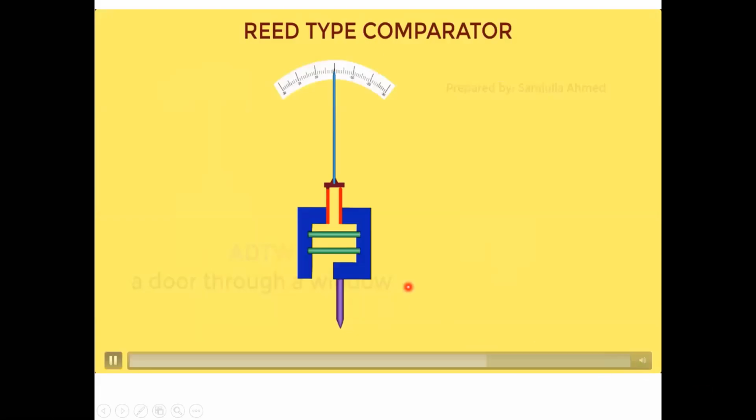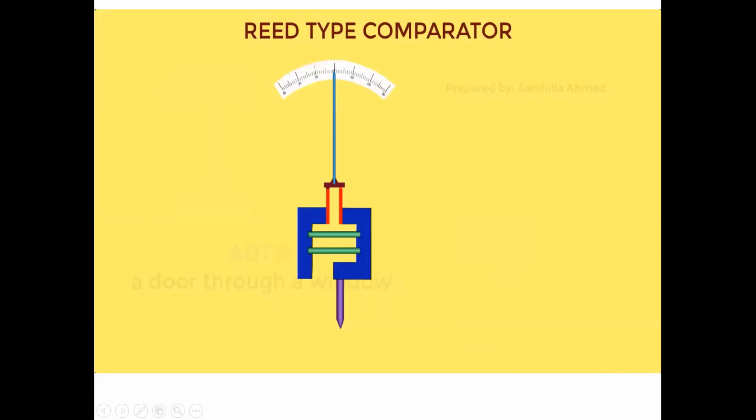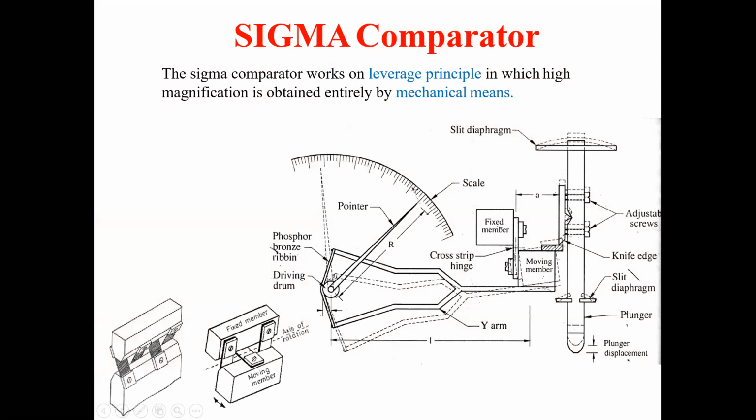Now let's see how to use. Next one is the sigma comparator. It is also a mechanical comparator. In this case, observe here, the fixed member and moving member are used, and the Y frame is used. This is mechanical conversion. That means these are used to magnify the smaller displacement at the plunger.